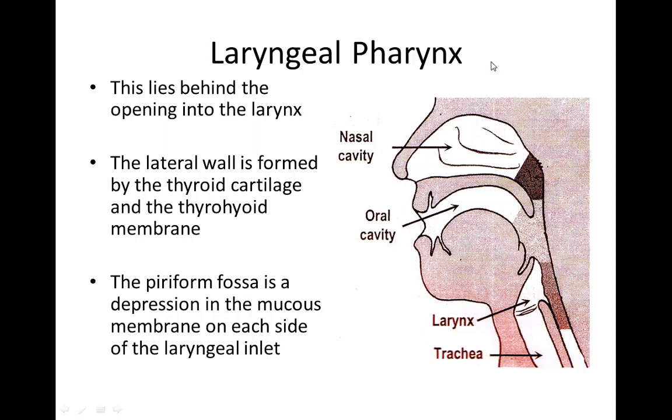The third part of the pharynx is the laryngopharynx. Here it lies behind the opening of the larynx. The lateral wall is formed by the thyroid cartilage and the thyrohyoid membrane. The piriform fossa is a depression in the mucous membrane on each side of the laryngeal inlet.